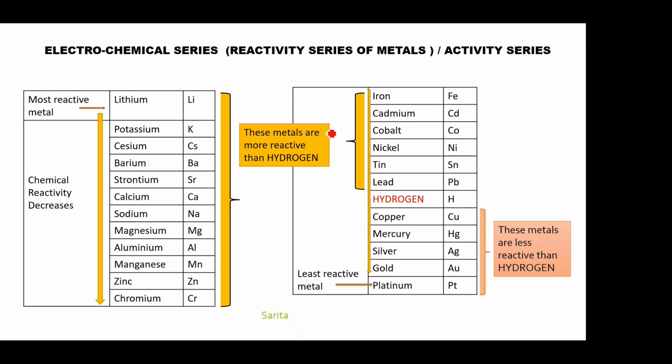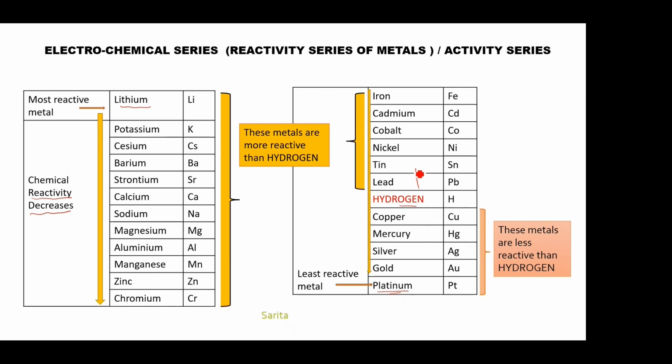Electrochemical series is also known as reactivity series of metals, or it is also known as activity series. In this, the metals are arranged in the decreasing order of the reactivity. The most reactive metal is placed at the top of the reactivity series. So lithium is the most reactive metal, and as we go down further, the reactivity decreases and platinum is the least reactive metal in the reactivity series. Here, hydrogen we have taken as standard.